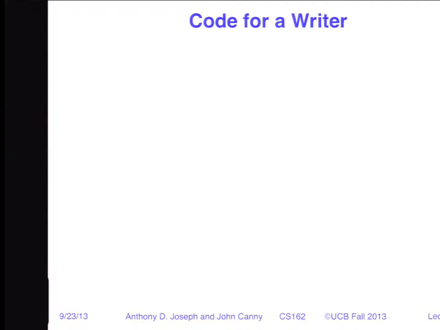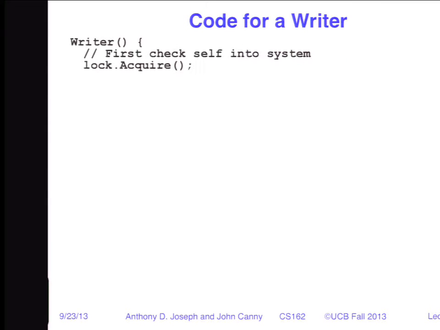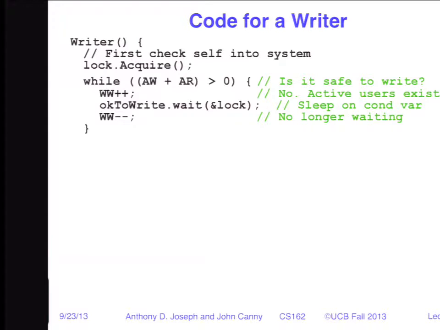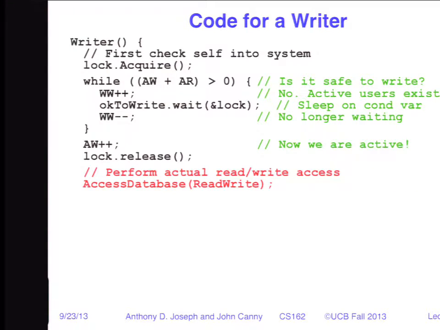Okay, so what's the code for a writer going to look like? It's going to look somewhat similar, but with some very important differences. So again, we have to check into the system. We're going to modify the state variable, so we have to grab the lock. Then we're going to check the number of active writers and the number of active readers. If there are any, then we become a waiting writer, and we wait on OK to write and release the lock, to go to sleep. Otherwise, we become an active writer, and we release the lock. Now we're free to modify the database, read it and write it, and then eventually we're going to be done.